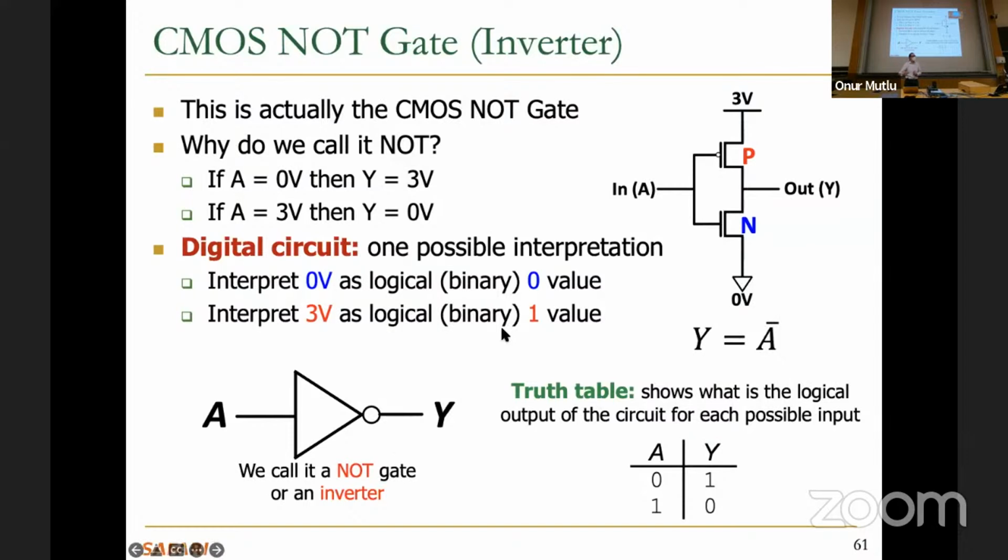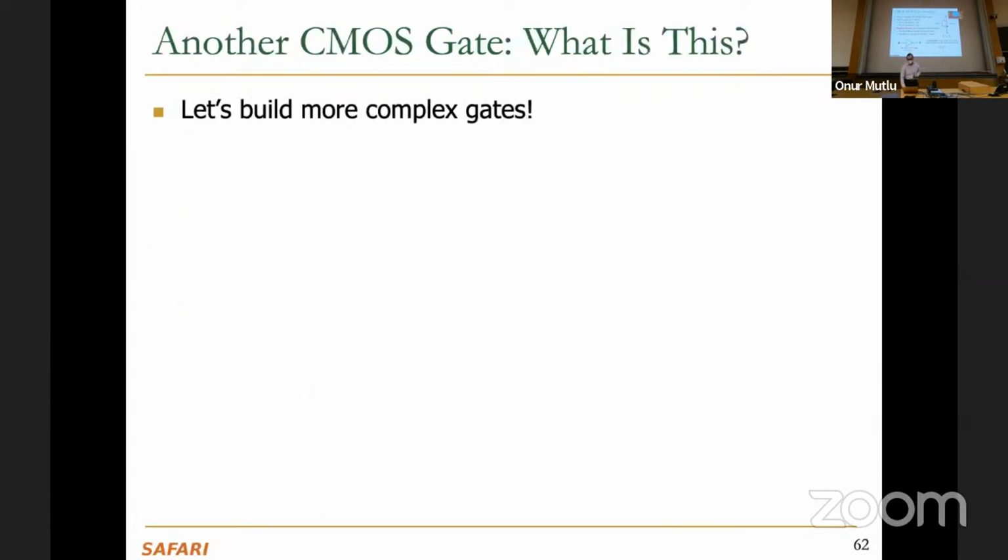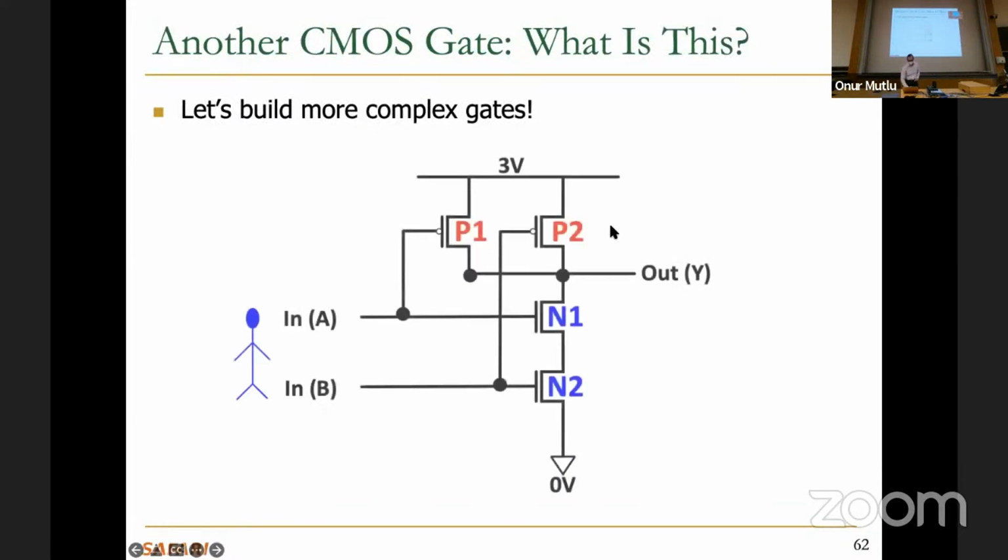So we're going to do something about expressing functions later on so that we don't need to write these huge truth tables going into the future. And that's where the Boolean logic also comes in, but we're going to even try to make Boolean logic simpler to express. Okay, let's take a look at another CMOS gate. I'll ask you the question. Let's build a little bit more complex gates.